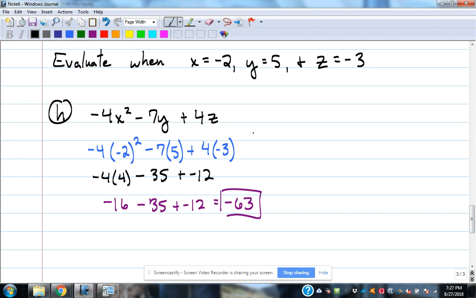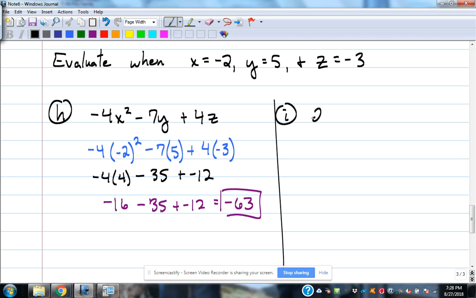You square -2, get a positive 4. Times -4 is -16. 7 times 5 is 35, we're subtracting. Okay, 4 times -3 is -12. And then when I put all those together, -16 minus 35 is going to be -51. And then I'm adding -12 to make it plus a negative. There you go. That'll get it. Those sign mistakes are the most common ones.